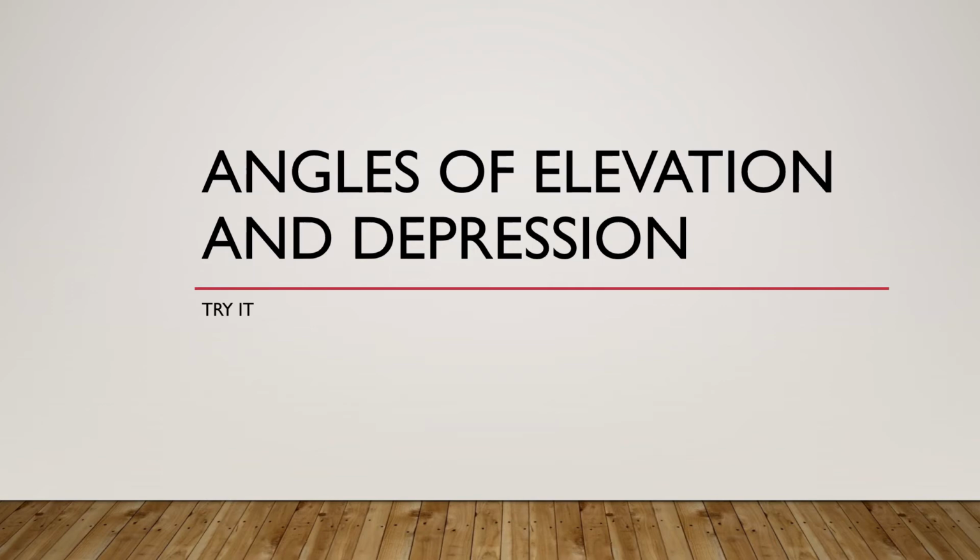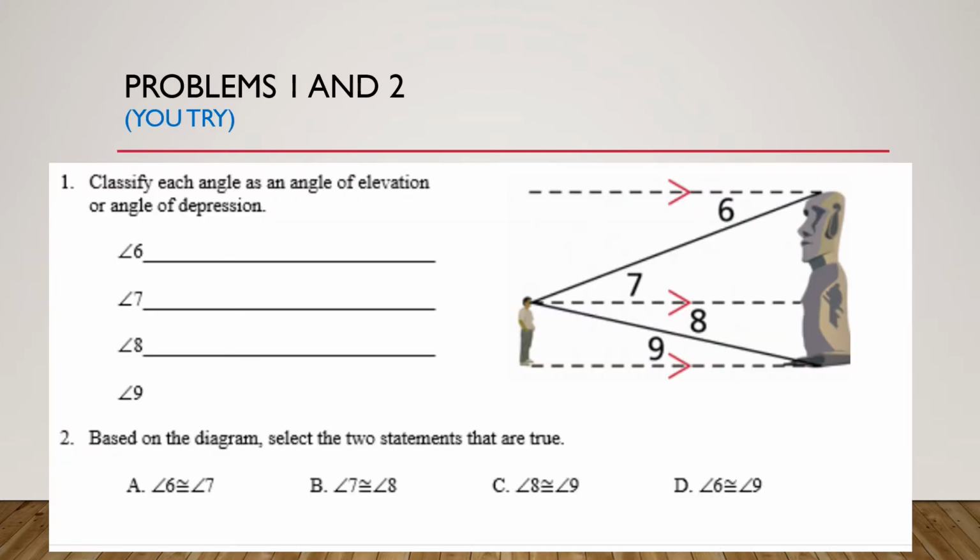This is our Try It video for lesson 2 for week 7, angles of elevation and depression. Like our other Try It videos, we're going to just do a few select ones. You'll finish the rest and find the answers attached at the bottom of the Try It page. So first we're going to look at problem numbers 1 and 2, identifying the angles of elevation and depression. If you haven't done it yet, go ahead, pause the video, and then come back.